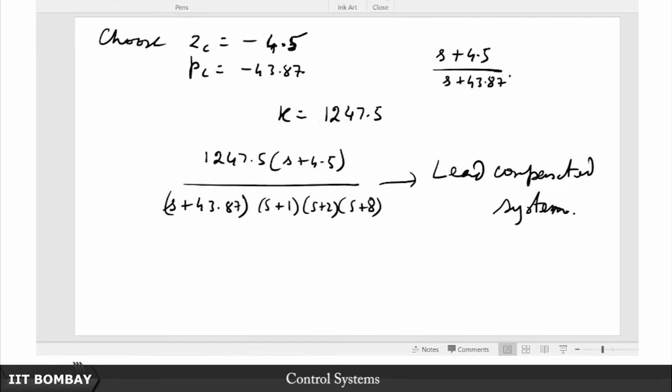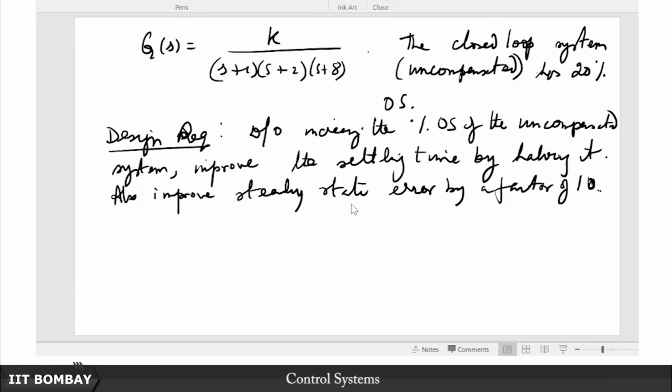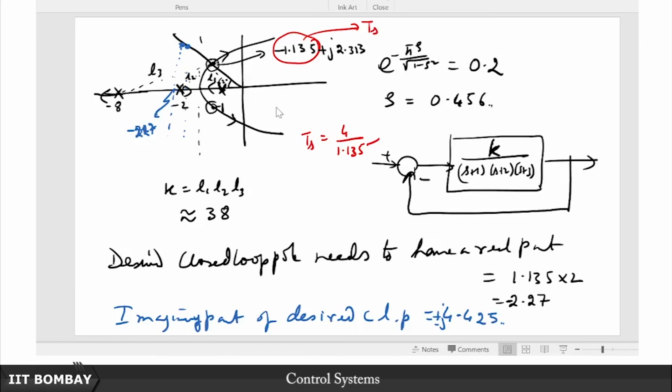But remember, there's one thing I haven't addressed yet in this problem statement. It has also asked me to improve the steady state error significantly, by 10 times. So I had to evaluate what the steady state error for the uncompensated system was. I actually did it, but I forgot to mention it in the design process. I got a little carried away. So let me tell you what the steady state error was that I figured.